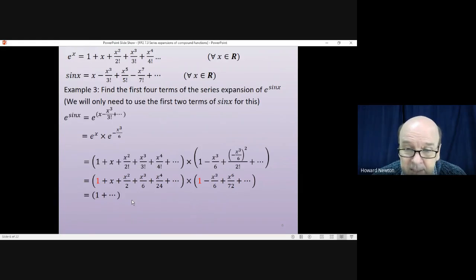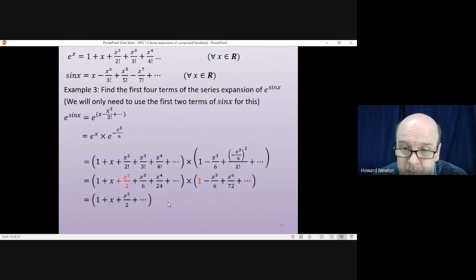Now we move on to x's. Now, to get an x term, if I have 1 from the second bracket times by the x in the first bracket, that'll give me a term in x. But that's it. There is no other way to get a term in x. So I'll have 1 plus x. Now we worry about the x squared terms and how I could get those. Well, if I do 1 in the second bracket times by the x squared over 2 in the first bracket, that'll give me a term in x squared. But again, that's the only way I can get one. So I'll have plus x squared over 2.